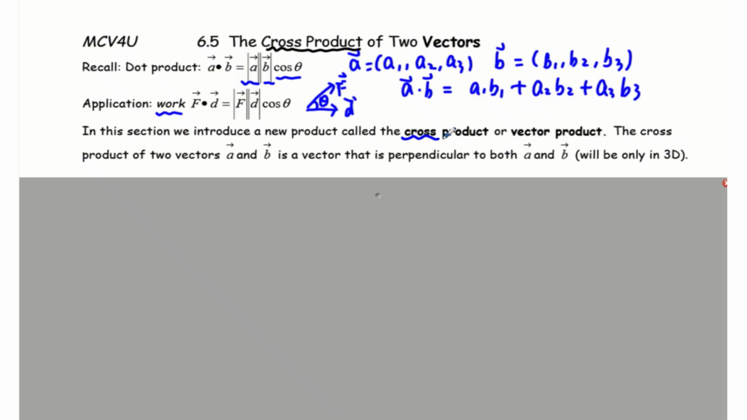The cross product of two vectors is a vector that is perpendicular to both. So if we have F and d, then the cross product will give us a direction pointing out of or into the page. So it will be three-dimensional. And we use the right-hand rule to figure out the direction of the cross product.